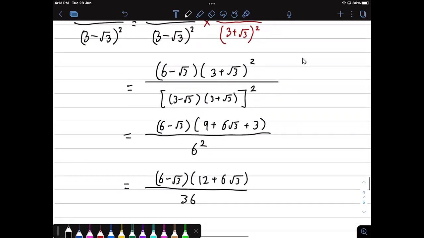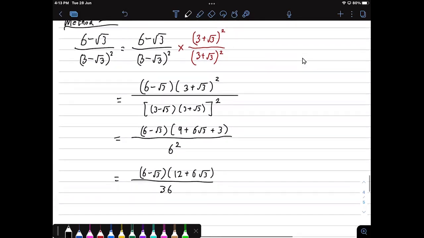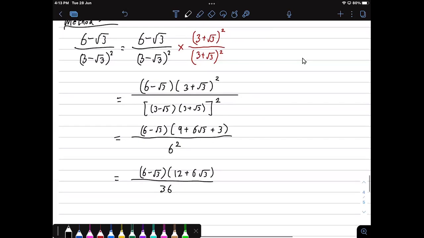Is it clear so far? Okay, then continuing. Notice that there's a factor of 6 I can factor out here. What's so useful about that? The 36 at the bottom can cancel off, right? Can you see that? 6 and 36.